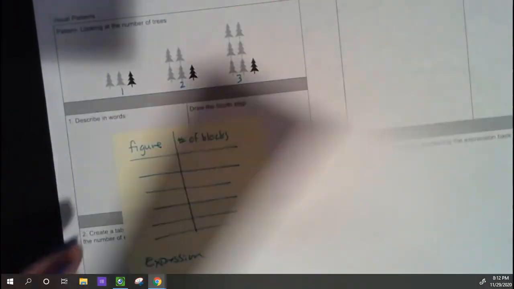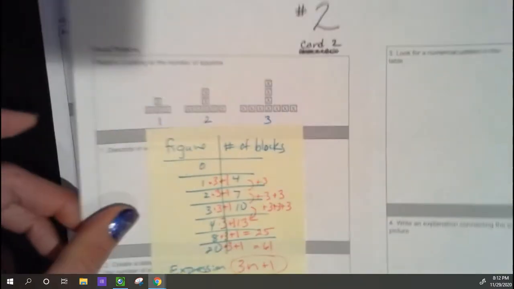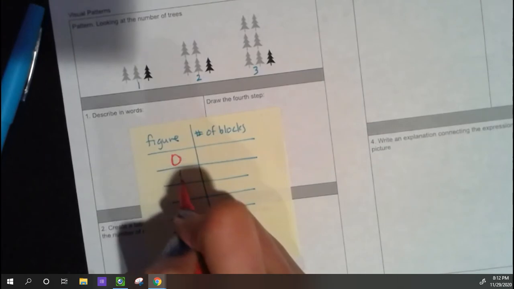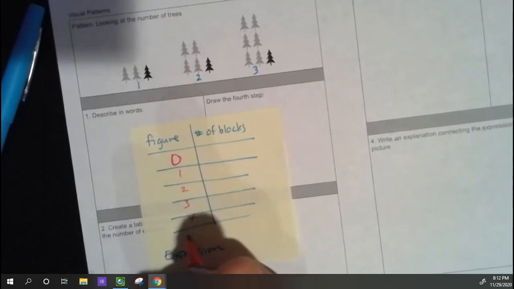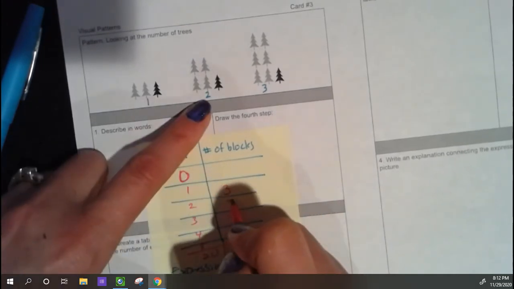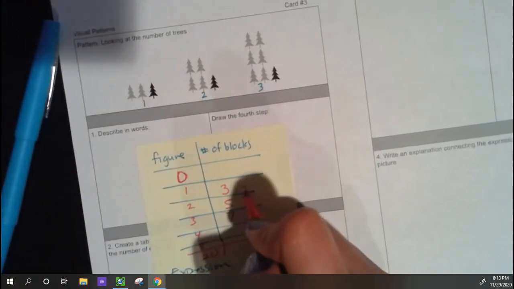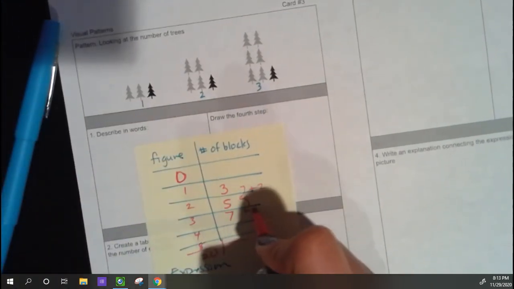Let's do one more example. Okay, so figure 0, we could talk about figure 0 here. If you went back 1, it would have 1. This one right here, it would just have that 1 in the center. Okay, figure 0, figure 1, 2, 3, 4, I guess 8 and 20. Figure 1 has 3, figure 2 has 5, this one has 7. Okay, I'm getting faster at these. This is adding 2 each time.